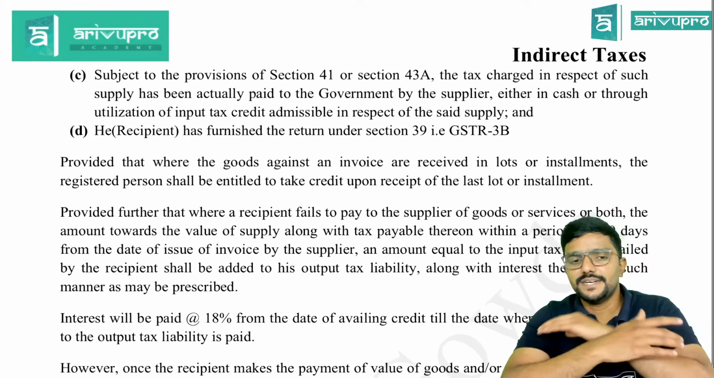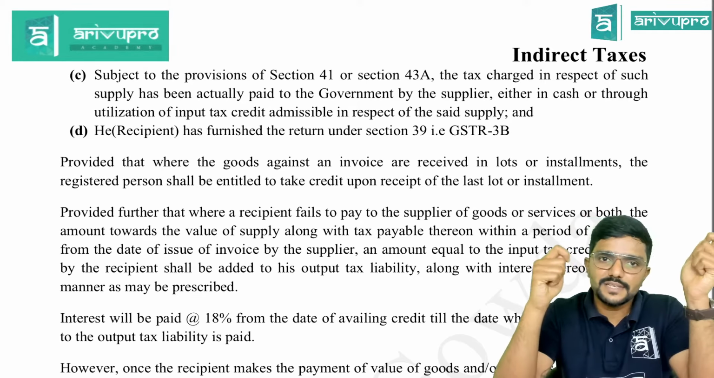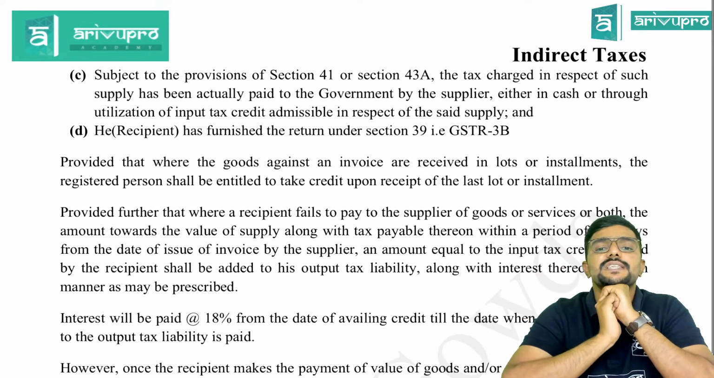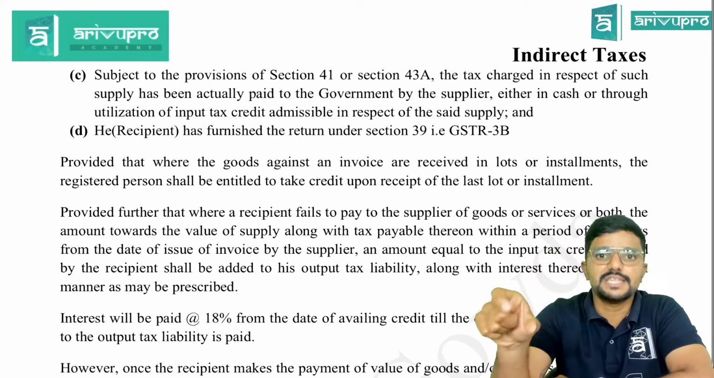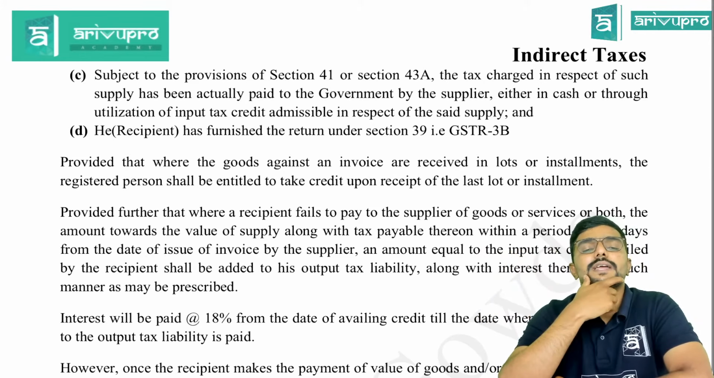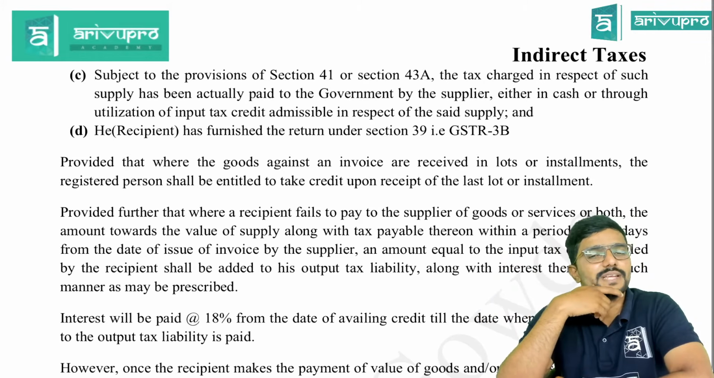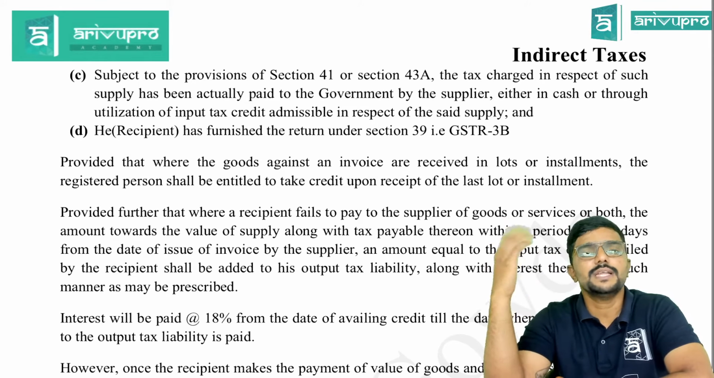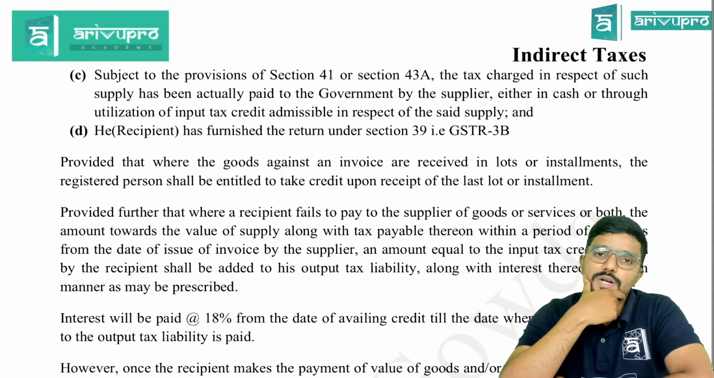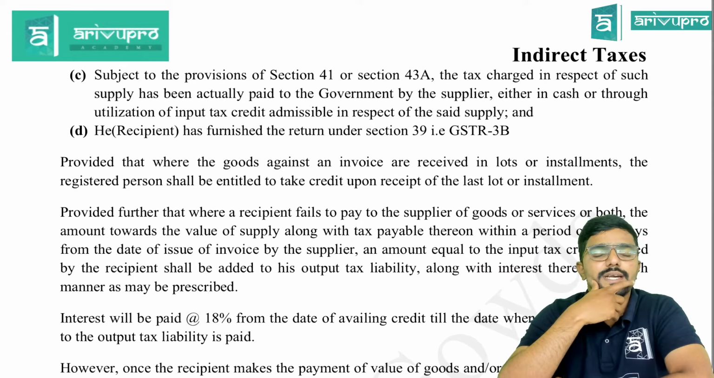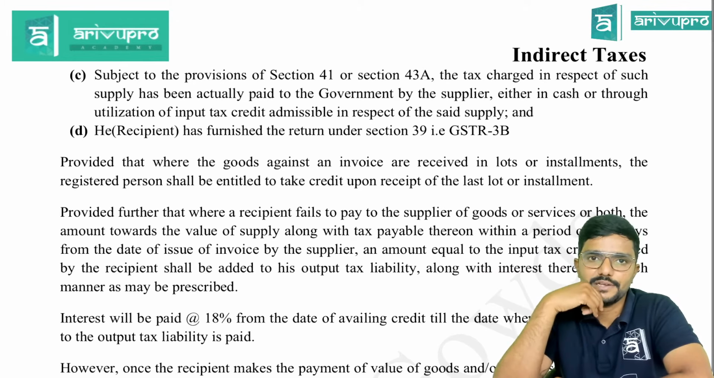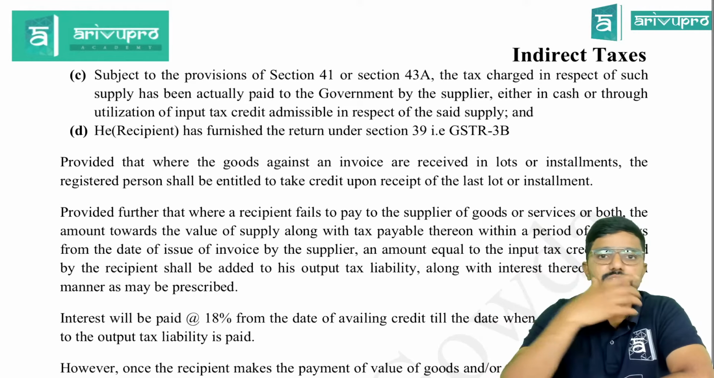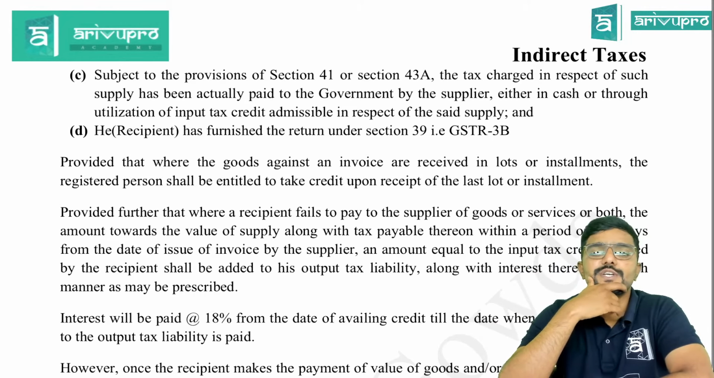Okay. Next, E means recipient has furnished the return under section 39, that is GSTR 3B, because in GSTR 3B only he will give the details of input tax, whatever he has paid based on whatever is reflecting in his GSTR 2A, 2B, and he will claim it. So to claim input tax credit, he has to file GSTR 3B, guys. Clear? So these are the totally 5 clauses under section 16(2).